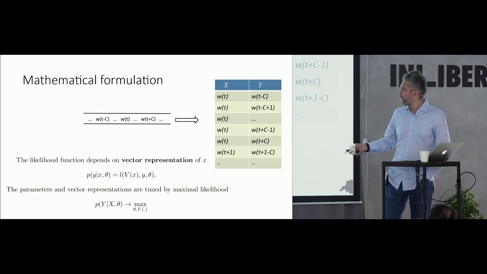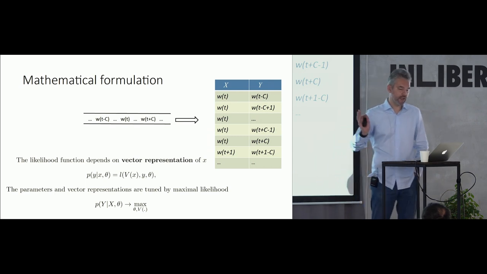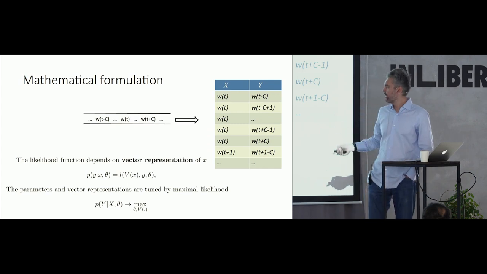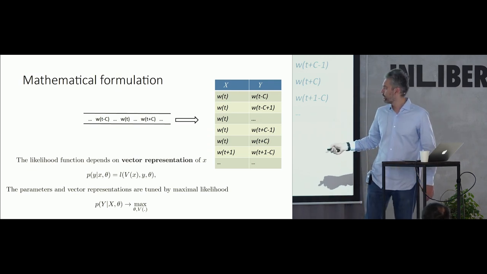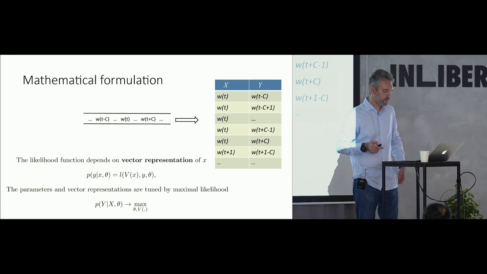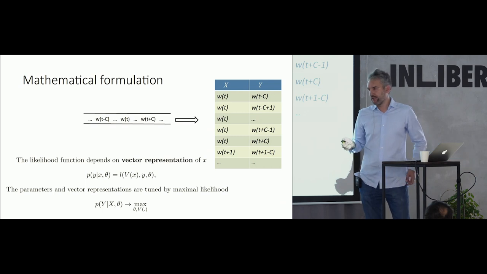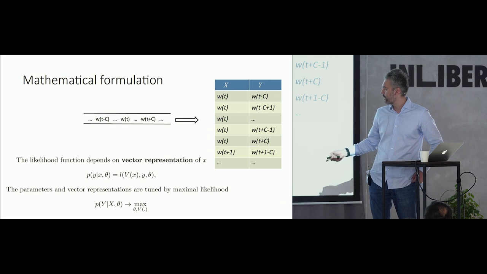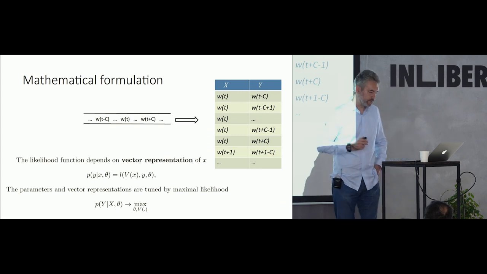The prediction algorithm takes the vector representation of each word and computes the likelihood function, the probability of predicting the corresponding word Y. I will not go into details of the model itself, it's not important for now. What's important is that Mikolov's model, or word2vec model, or skipgram model, uses vector representations of the words in our vocabulary. Then, given a set of texts, we simply perform maximum likelihood estimation, optimizing with respect to the model parameters theta and with respect to the vector representations of the words which are used for prediction.